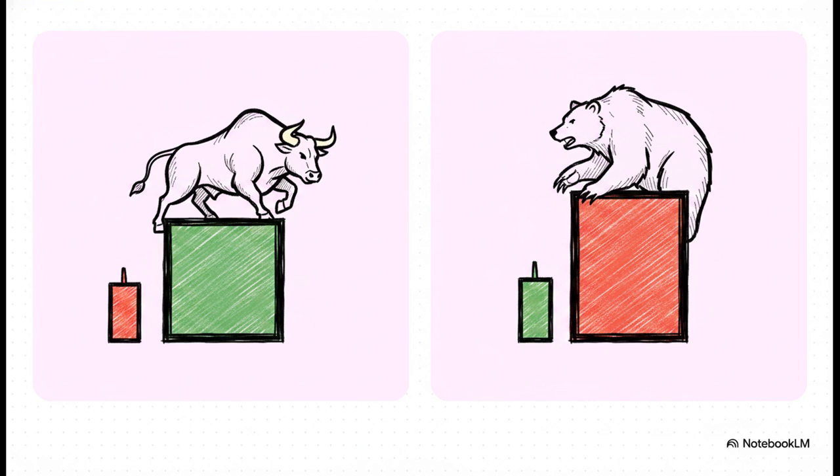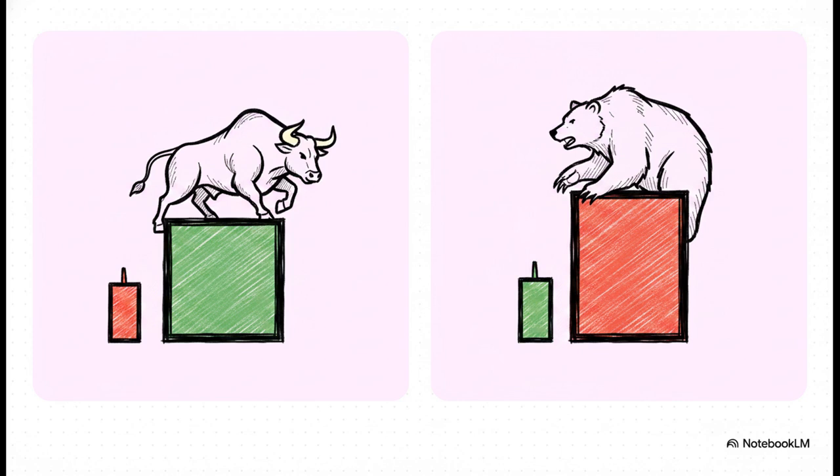Next up, we have the engulfing patterns. Now, these are 2 candle formations. The crucial takeaway here is that these signify a total, decisive takeover by one side of the market. In a bullish engulfing pattern, you'll see a small red candle followed immediately by a massive green candle that completely swallows or engulfs the body of the previous day.